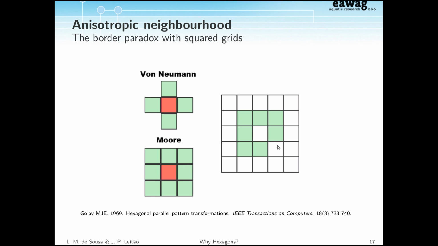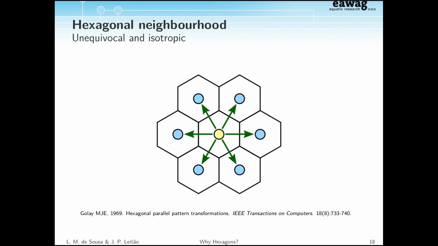Now, if we use a Moore neighborhood, the extended neighborhood, the border is closed because these two cells are neighbors. But the center cell is now in contact with the exterior because it is a neighbor of this cell here. So this was the kind of problem that the first computer scientists were dealing with in the 1960s, and obviously they understood that with hexagons none of this happens.